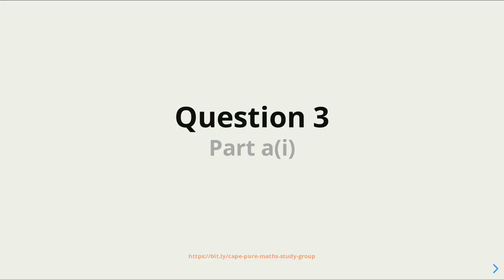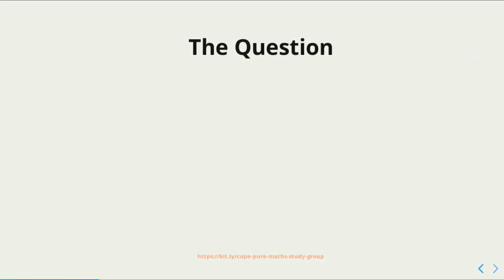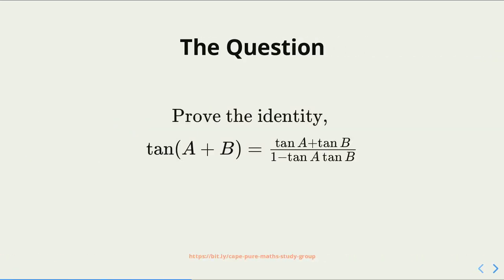Okay, so let's tackle question 3, part A, part 1. In this question, we're required to prove the identity tan(A + B) is equal to (tan A + tan B) over (1 - tan A tan B).